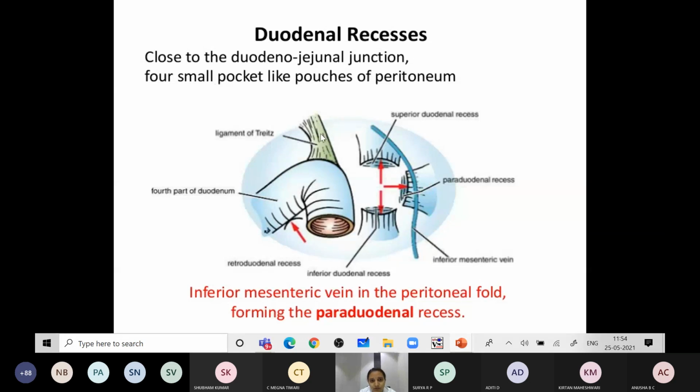Close to the duodenojejunal flexure, there appear small pockets, the pouches of the peritoneum, which are called the superior duodenal recess, inferior duodenal recess, and paraduodenal recess. Superior duodenal recess is present above, inferior is present below, and para is present by the side of this duodenojejunal flexure. Paraduodenal recess contains the inferior mesenteric vein, and internal hernias may occur into this recess also.